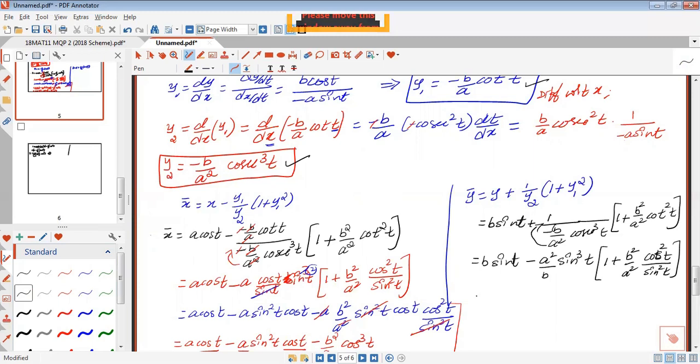On multiplication, we will get b sin t minus a square by b sin cube t, again minus a square by b times b square by a square sin cube t into cos square t by sin square t.